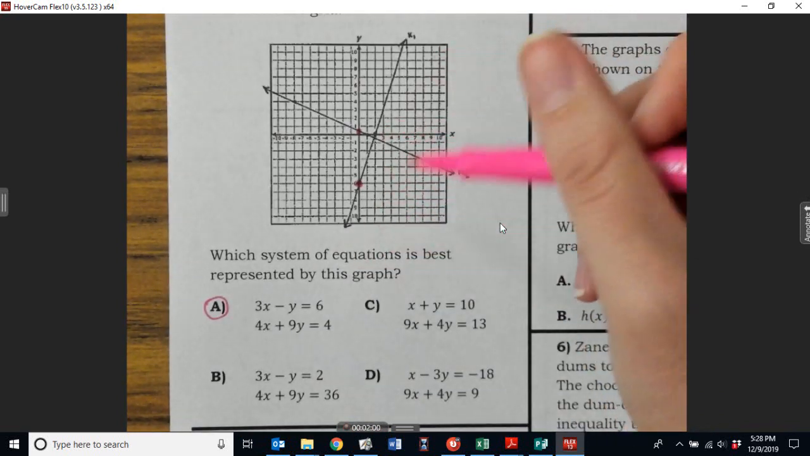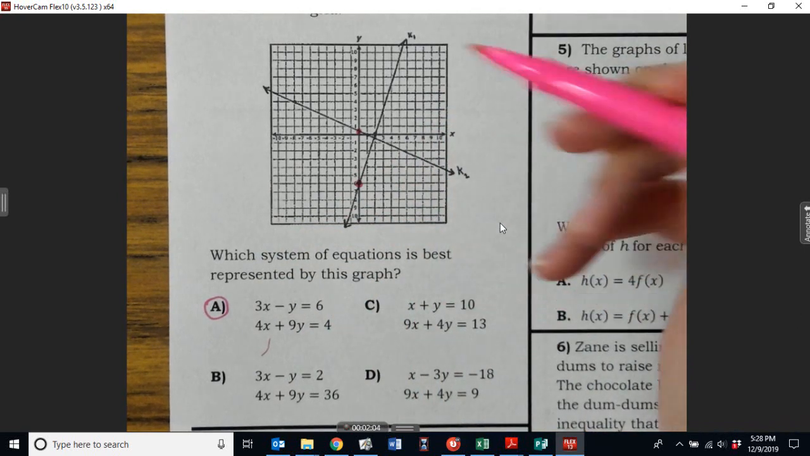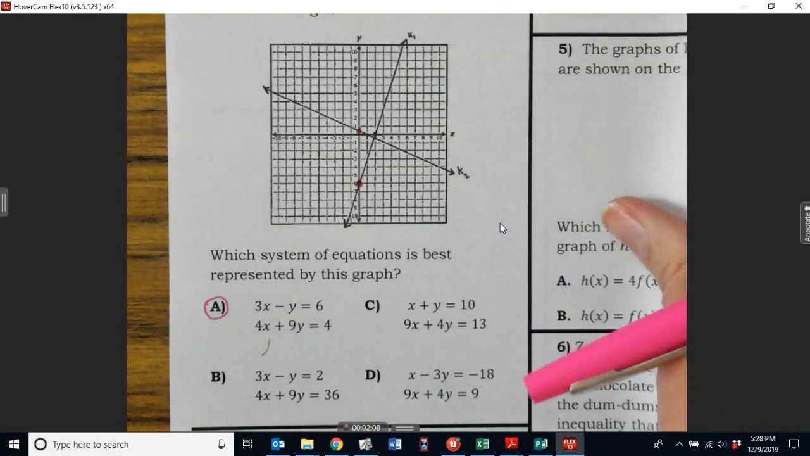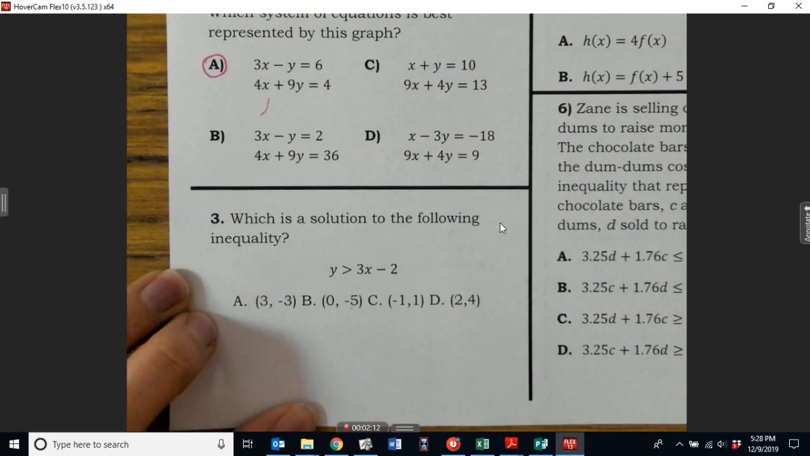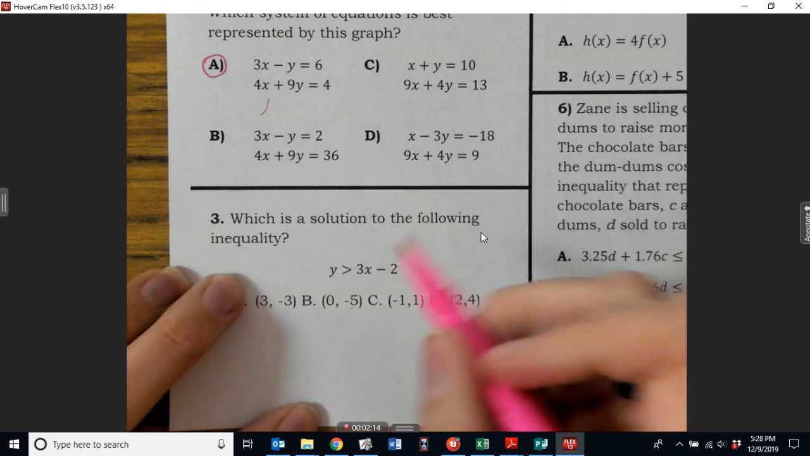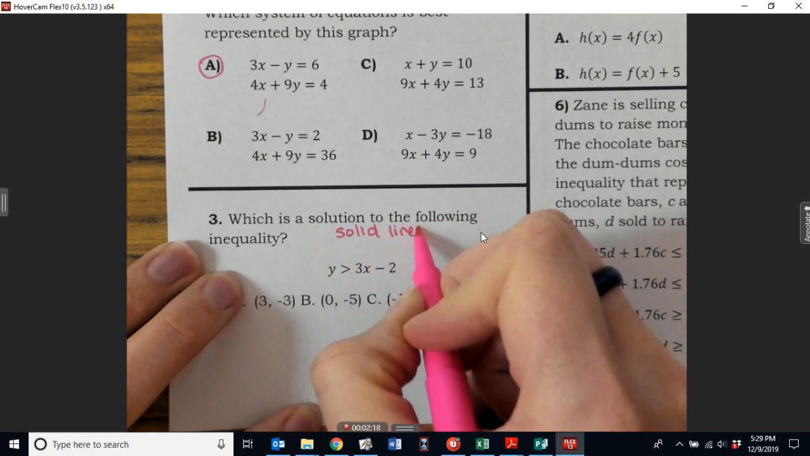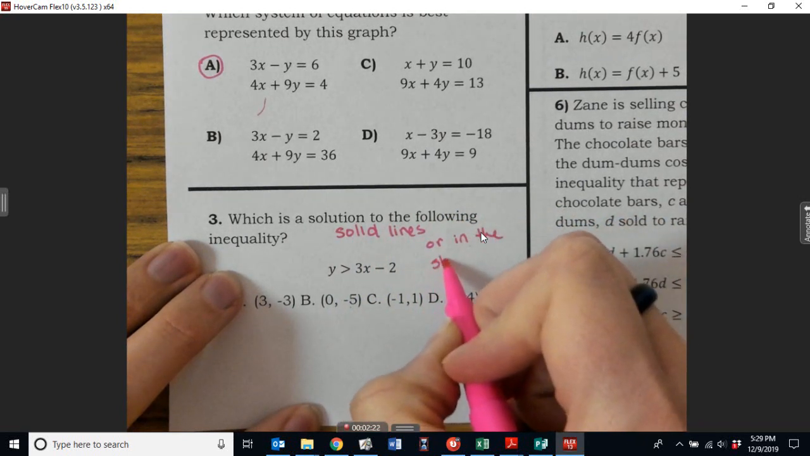If that wasn't my answer, I would just go to a new graph page and I would type in the next set of equations, and you're looking specifically to see where they cross and which direction they're going. Number 3, which is a solution to this inequality? Remember, solutions are on solid lines or in the shaded area.